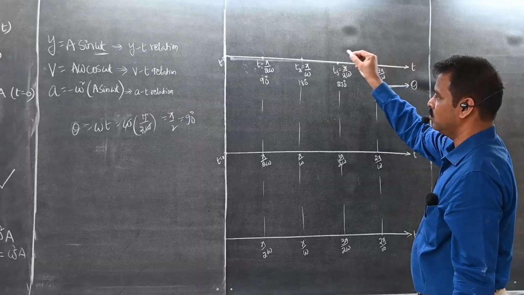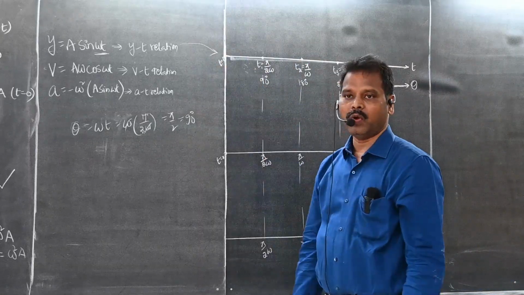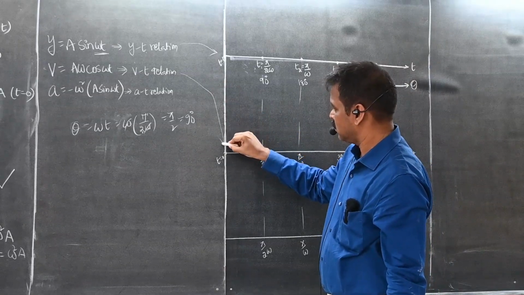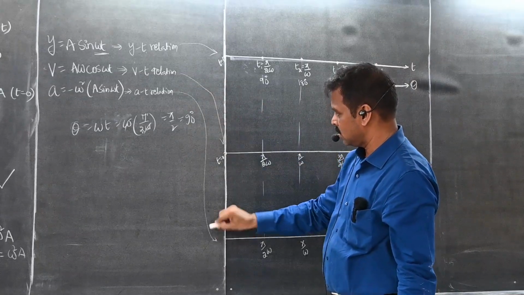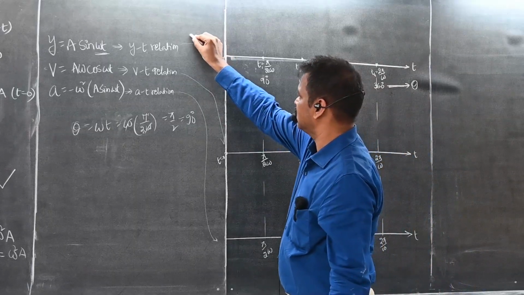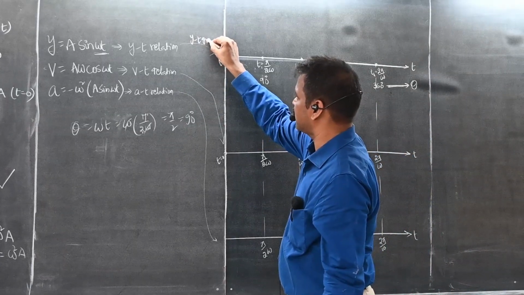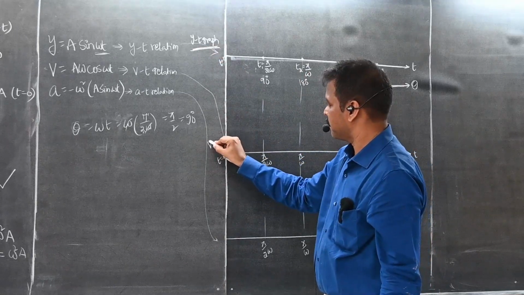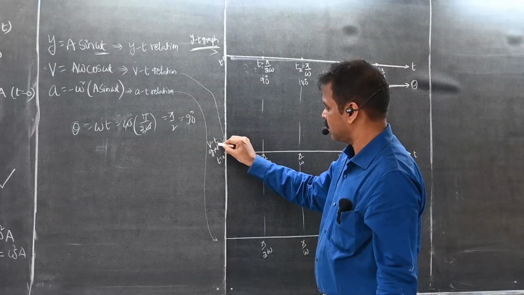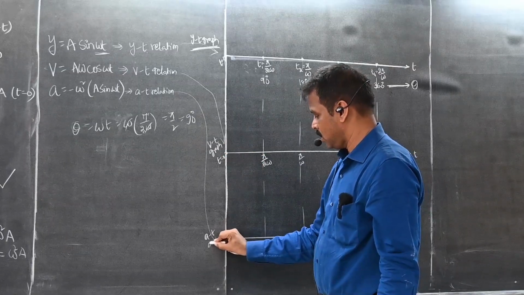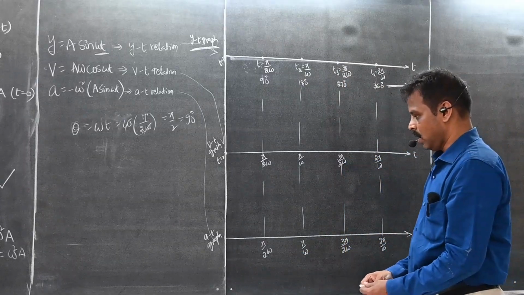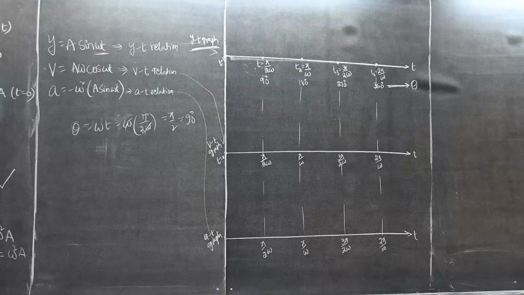The first one is which relation? Y-t, displacement time graph. The second one is called velocity time graph. The third one is called, so I am going to draw this one as Y-t graph. What is the first one? Y-t graph, displacement time graph. Second one, V-t graph. Third one, A-t graph. A-t relation gives A-t graph. Now after this, we are going to draw the graphs by taking the values.